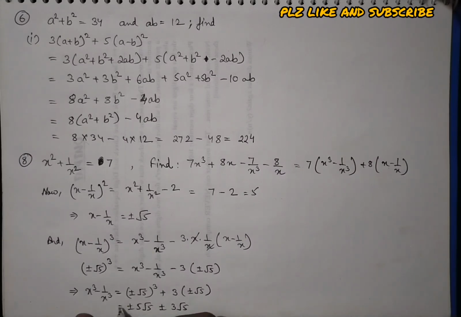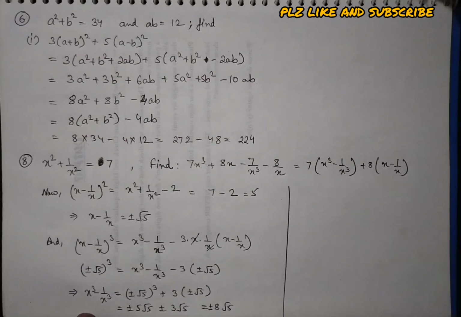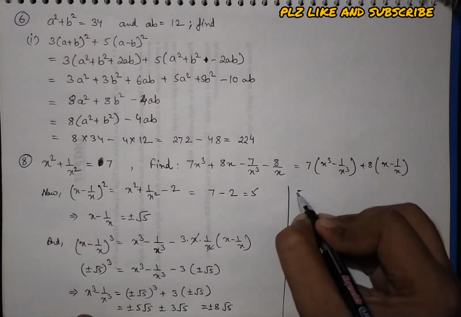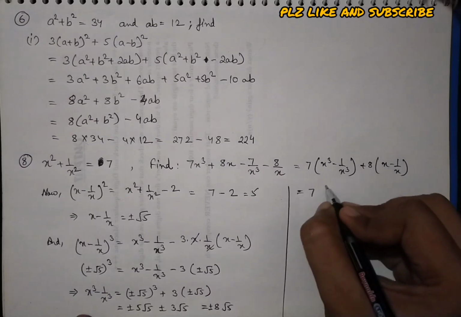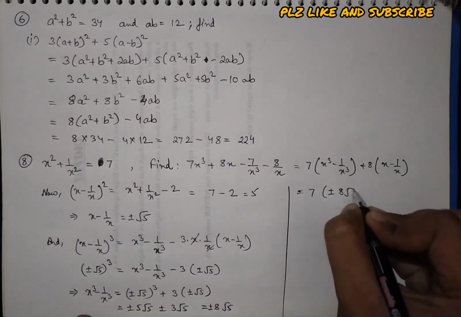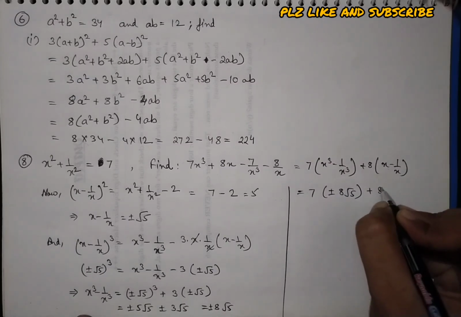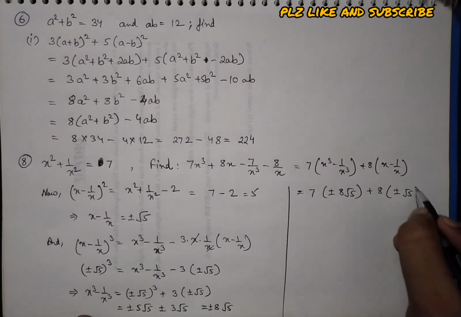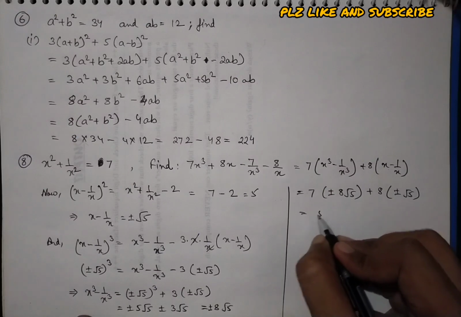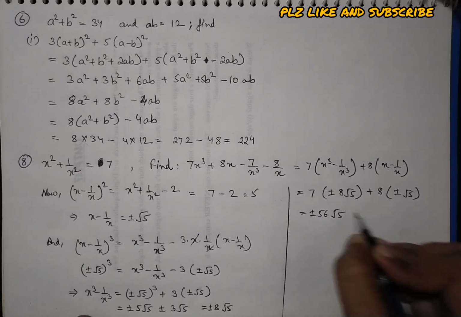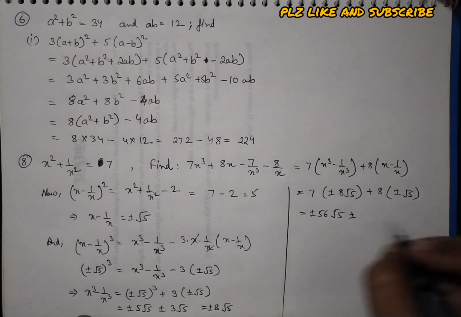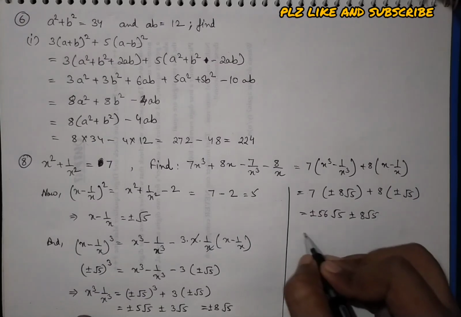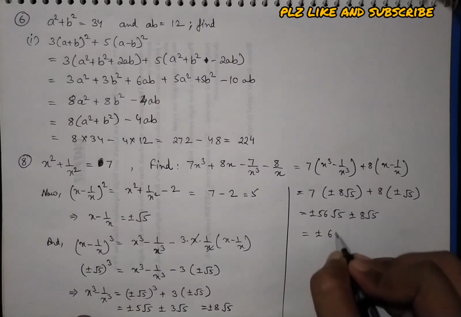They both are the same, so this can be written as 8 root 5 with a plus and a minus sign. And now we can place the values over here, and this will become 7 into plus minus 8 root 5, and here plus 8 into this one, that is plus minus root 5, and that is equal to 56 plus minus root 5, and here plus minus 8 root 5, and that is finally equal to plus minus 64 root 5.